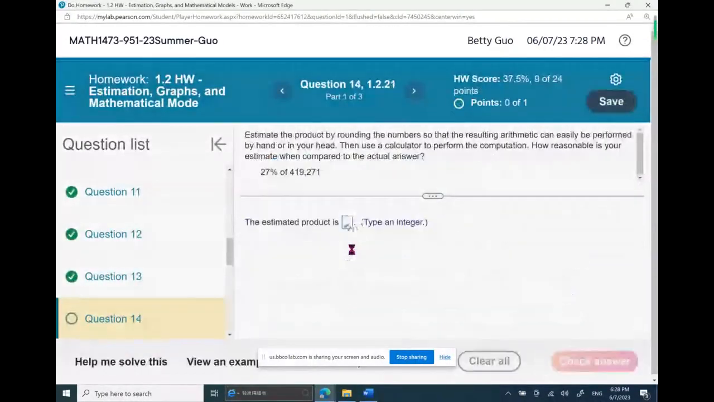Next question. Estimate the product. Okay, same requirement. So 27% of 419,271. So if you are taking notes, please include this in your notes.